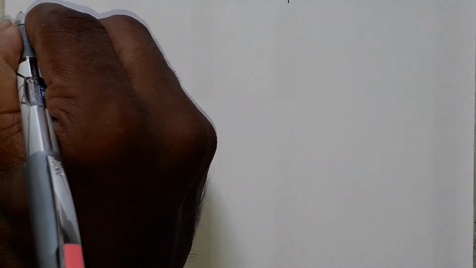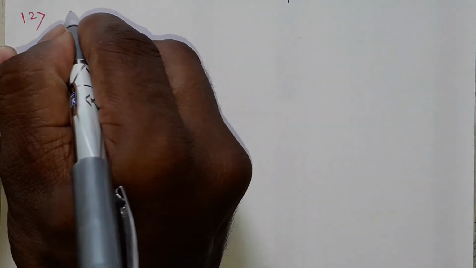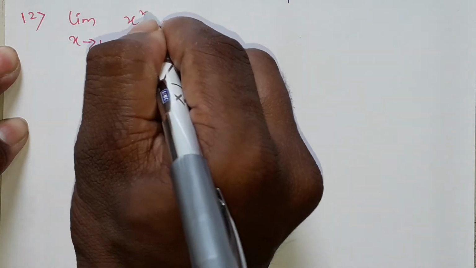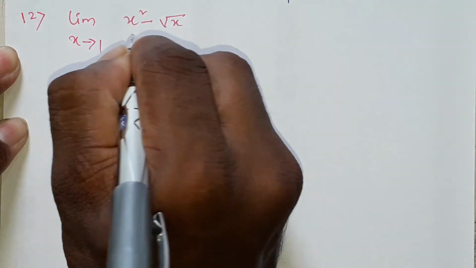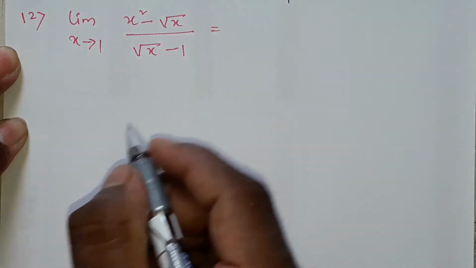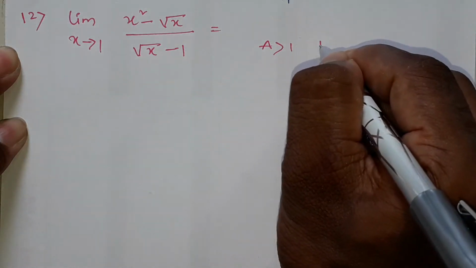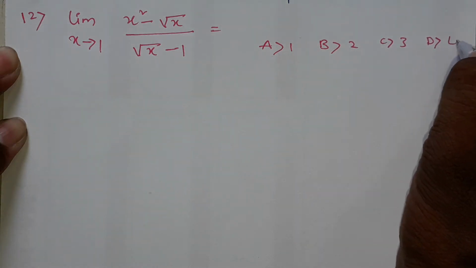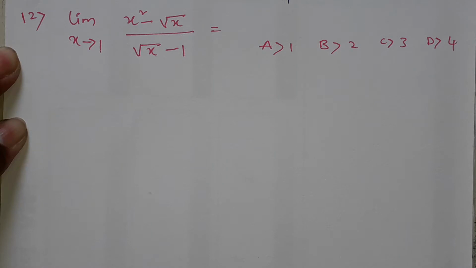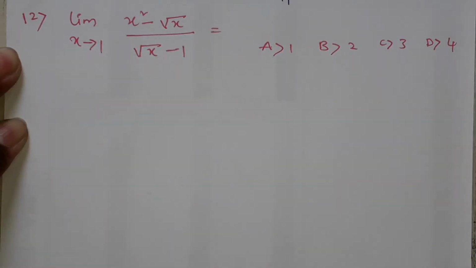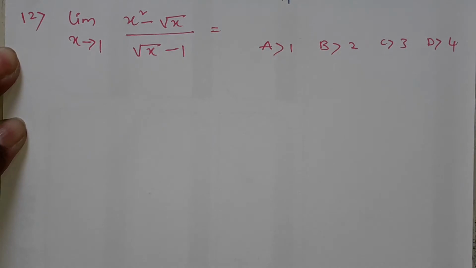Next question, 12th one. Limit x extends to 1, (x square minus root x) by (root x minus 1) equal to? Option A is 1, option B is 2, option C is 3, option D is 4.